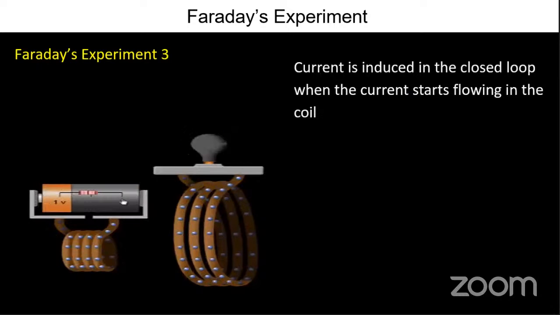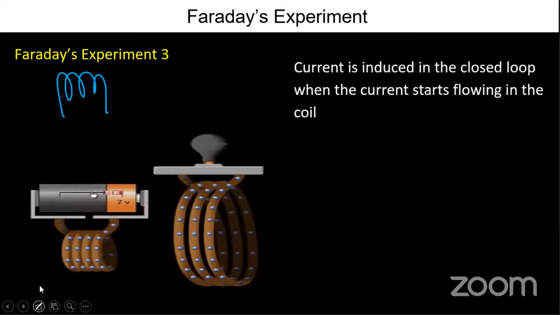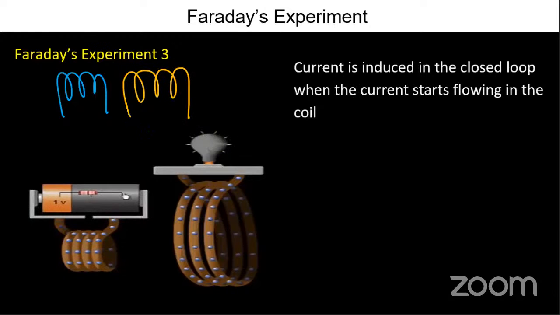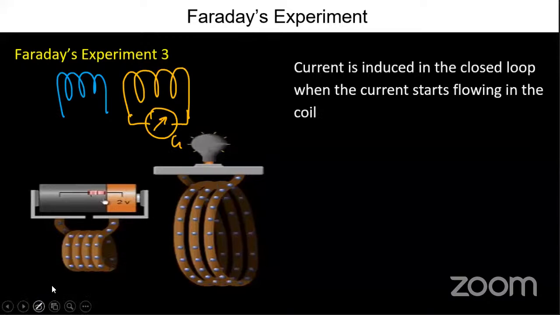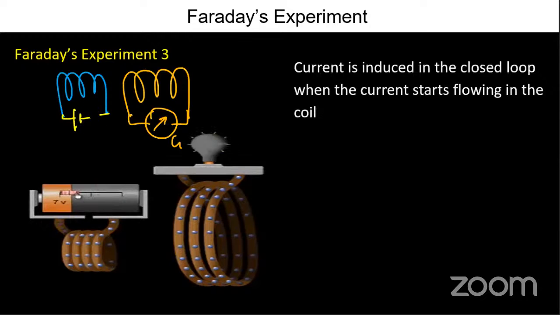Instead of moving the coil, Faraday did not use such things. What Faraday did was, he took a primary coil and a second coil. He connected the second coil with a galvanometer. He connected the first coil with a battery and a switch. So he didn't make such an arrangement, he connected a battery and a switch.